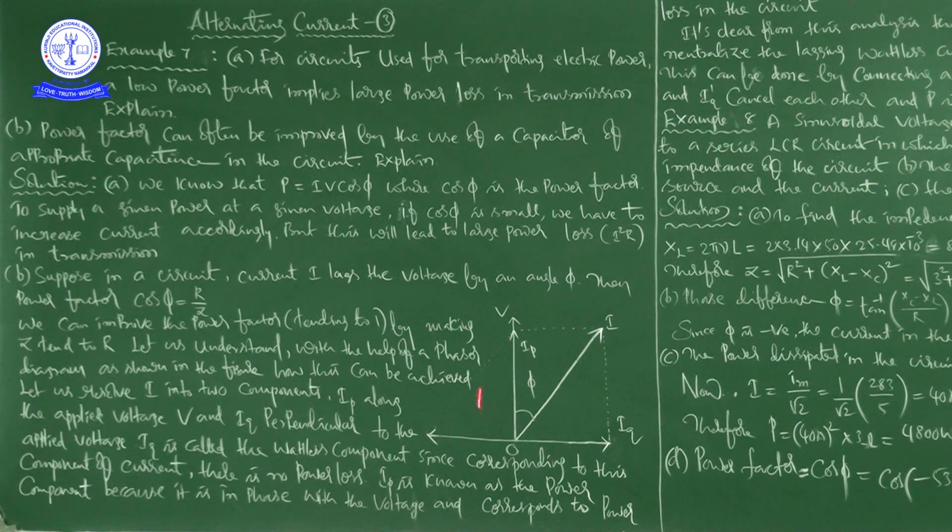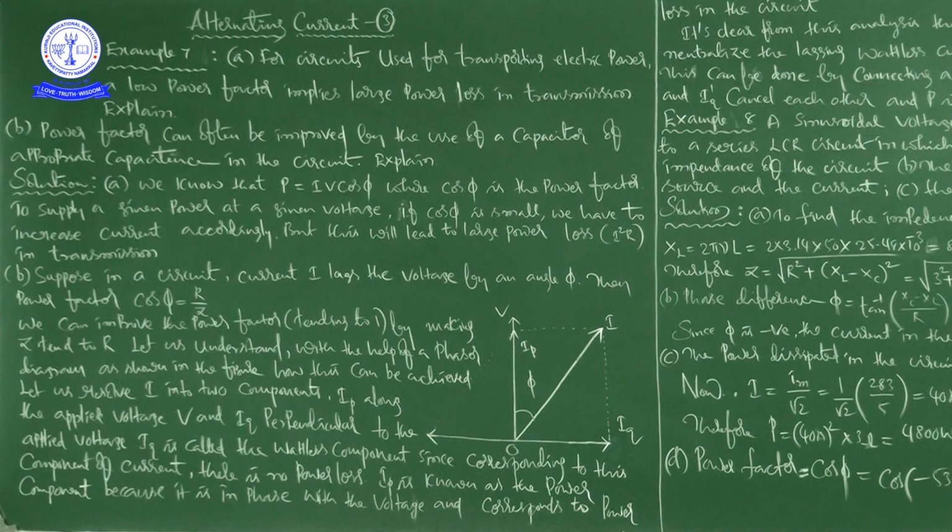See here. Right? And what is Z? You know, impedance. And what is R? You know, that is resistance. Okay. So here what I am saying is, with the help of a phasor diagram, we can understand how this is possible, how this can be achieved.